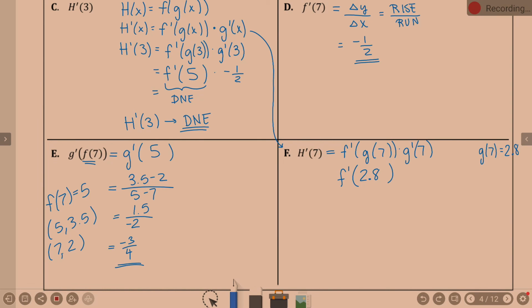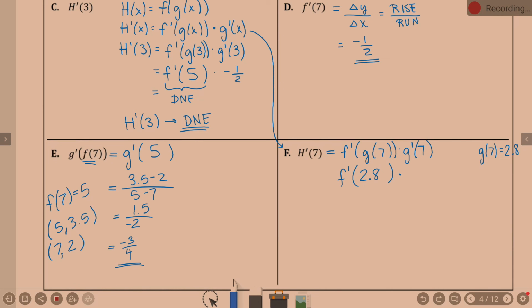While Jen was talking, G of 7. It's not a nice even number, is it? I used 2.8. Could we guesstimate it either way from there? Yeah, it is what it is. Not my favorite example here, but we're going to do it. So that's going to become F prime of 2.8.